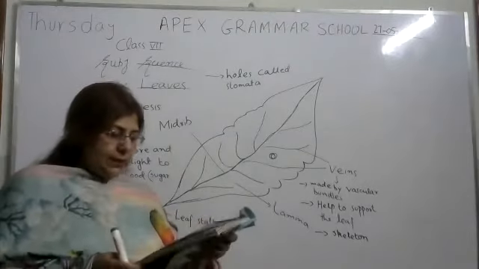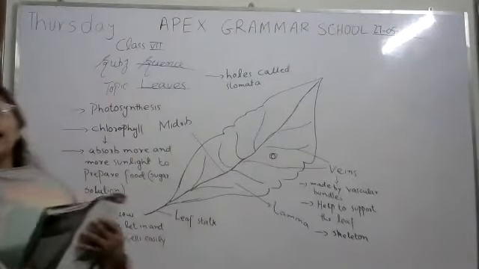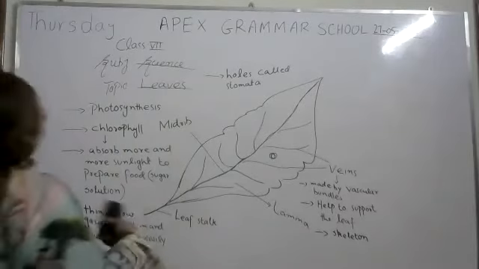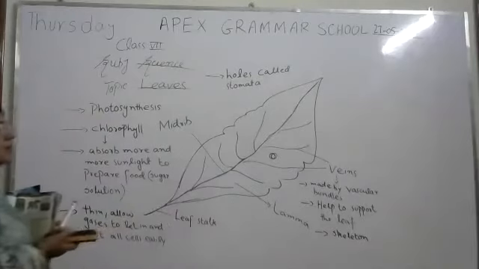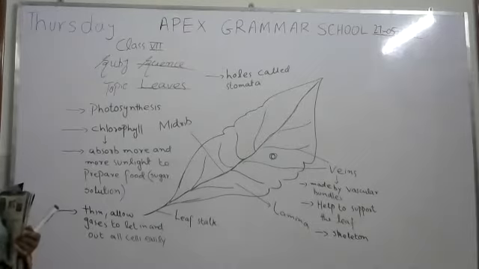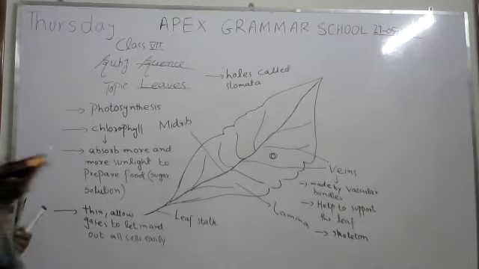And now we will discuss what the structure inside a leaf is. This was the introduction of the leaf. This is the external structure. Now we will discuss what is happening inside a leaf. Which important parts are present inside a leaf?